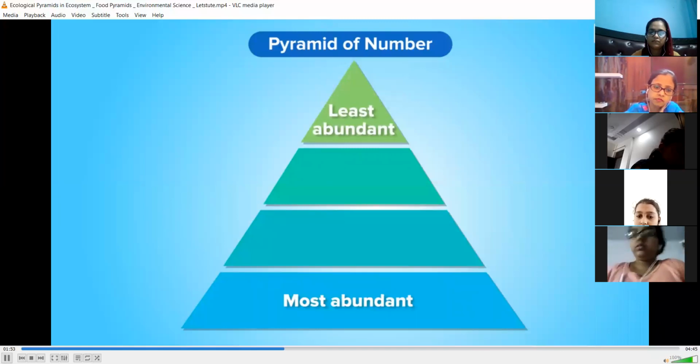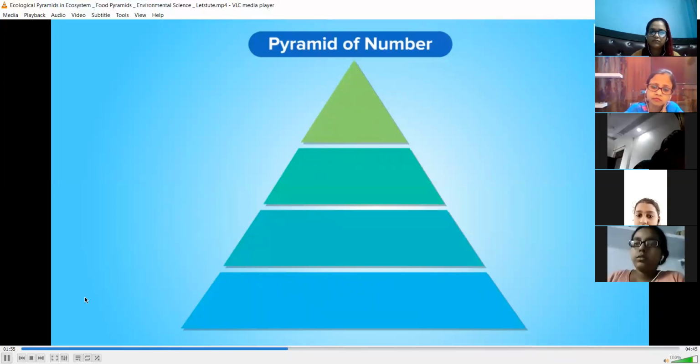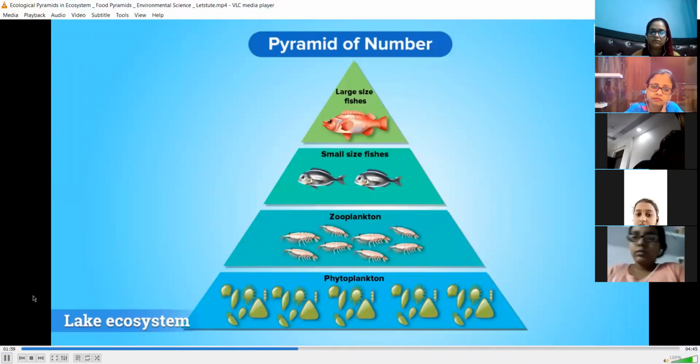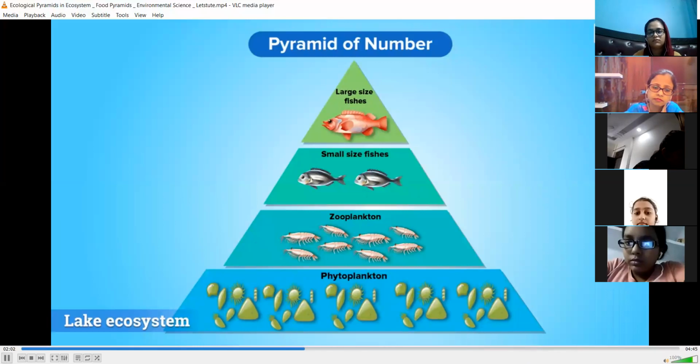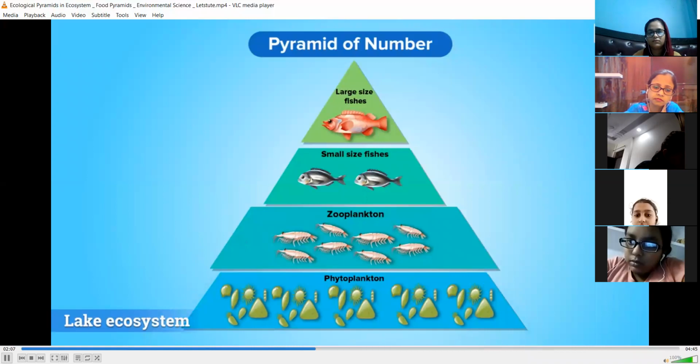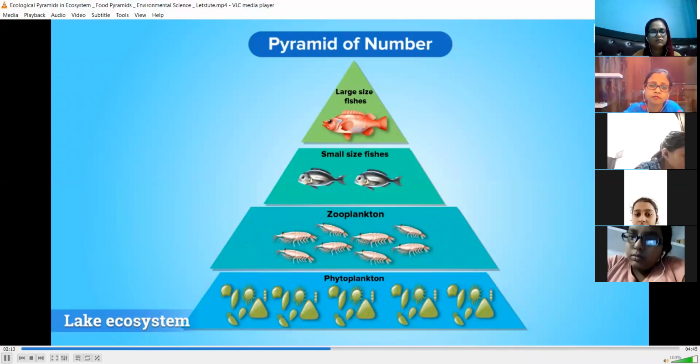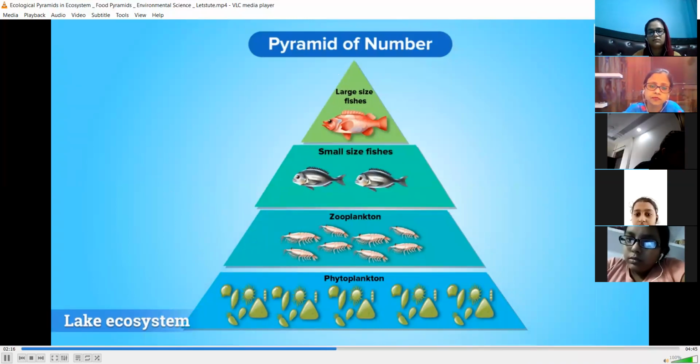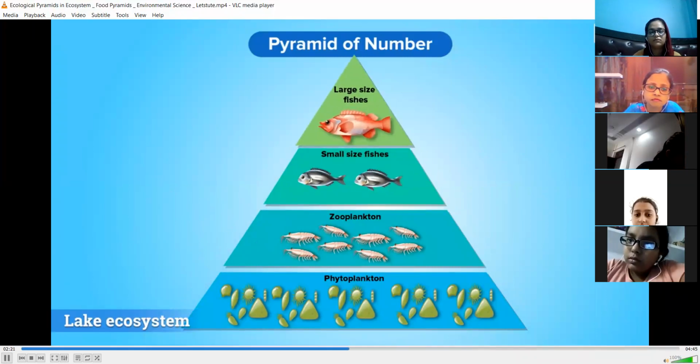Just consider the lake ecosystem. The producers or diatoms occupy the base of the pyramid as they are most abundant in number. The second trophic level is zooplanktons, which is comparatively less in number, or other primary consumers. The third level is occupied by small fishes or the secondary consumers. And finally, the apex of the pyramid is occupied by larger fishes, which are lesser in number. So as we move up the pyramid, the number of organisms present in each level keeps decreasing.